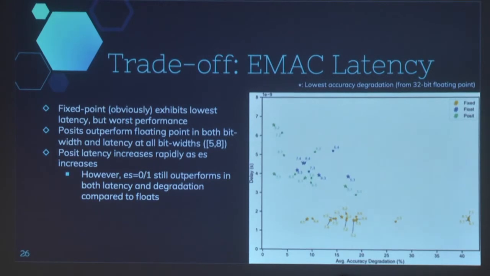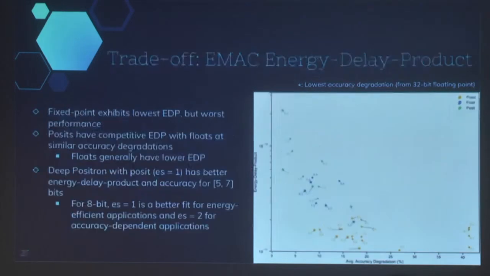And we did the same thing with delay. And we see, obviously, as expected, fixed point exhibits the lowest latency but worse performance. And posits kind of outperform floating point in both bit width and also in latency across 5 to 8 bits. So for all bit widths, we see that posits outperform floating point in terms of this latency. But again, the caveat is that as ES increases, the posit latency also increases.